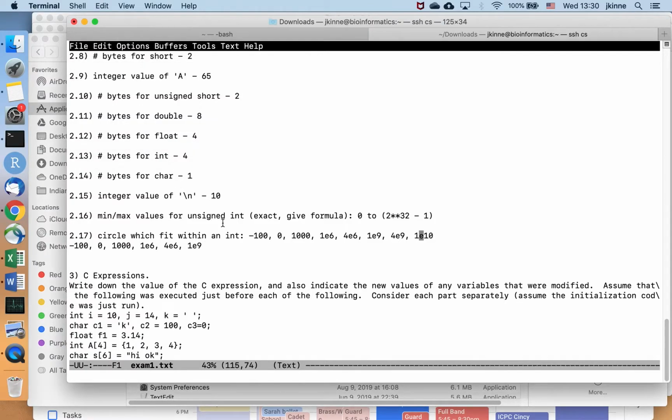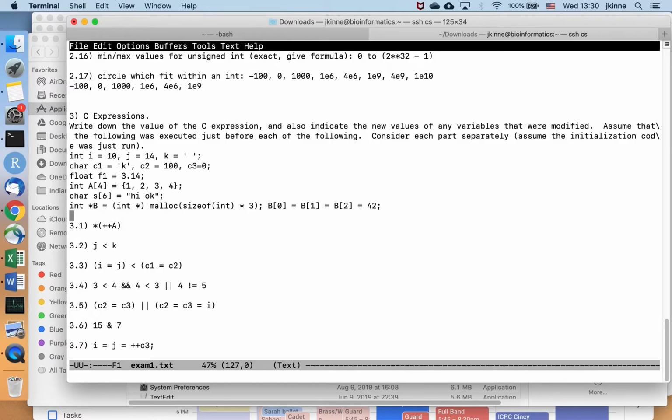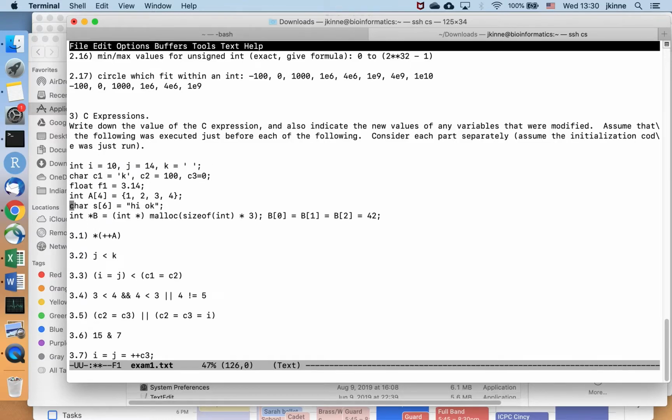We are doing solutions to the on-paper exam for CS202 in the fall of 2019. We're on number 3, and this is the evaluate C expressions problem. We're supposed to write down the value of this expression and any variables that changed, assuming that this code right here was just run. I'm going to go split screen for this.